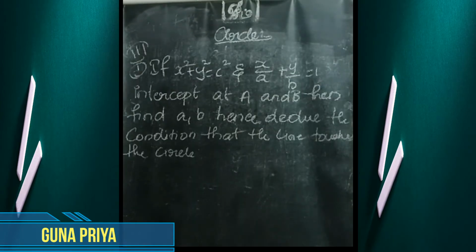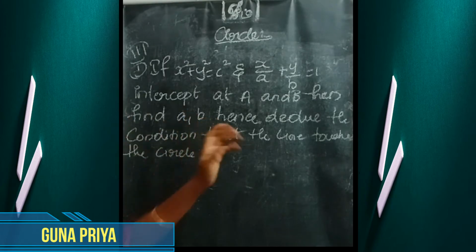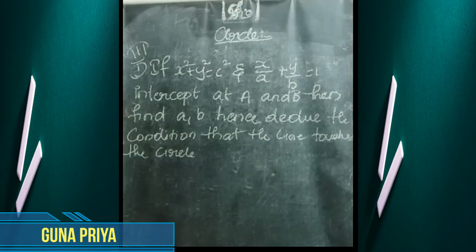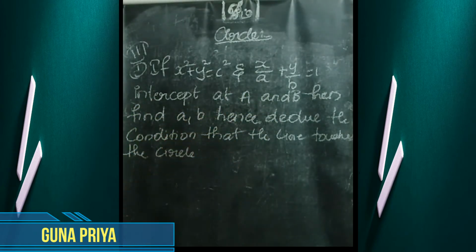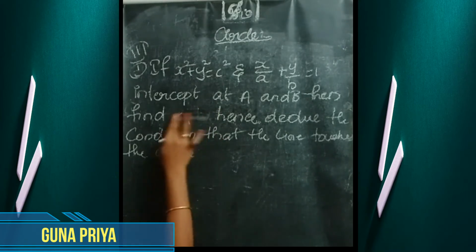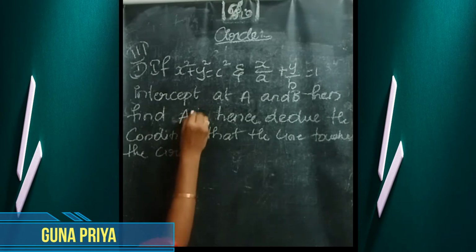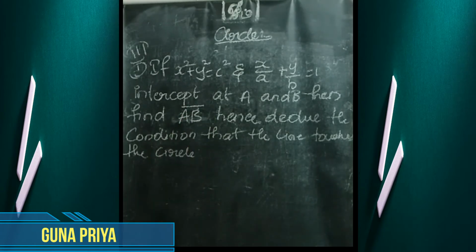Okay, this is the third Roman of the first question. If x square plus y square equals c square, they have given a circle equation, and x by a plus y by b equals 1, they have given a line. So this is the line. It intersects the circle at A and B, then find AB. Hence, deduce the condition that the line touches the circle.